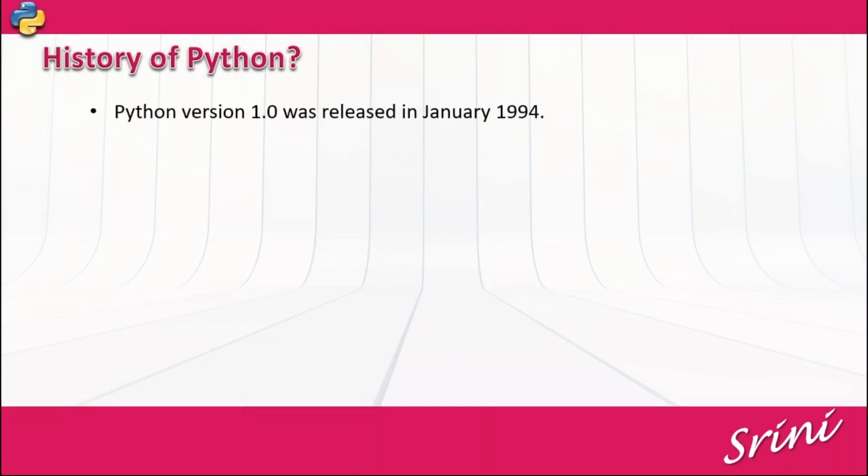Once you understand Python versions: the very first version 0.9.0 was released in 1991. After that, the stable version Python 1.0 was released in 1994. Then Python 2.0 was released in 2000. Of course, the subsequent versions are there: 1.1, 1.2, 1.3, and so on. In the year 2000, 2.0 is released. After that, subsequent versions 2.1, 2.2, 2.3, and so on.